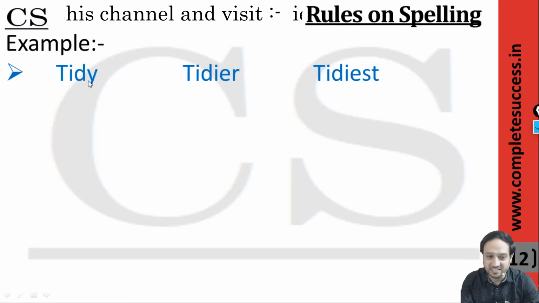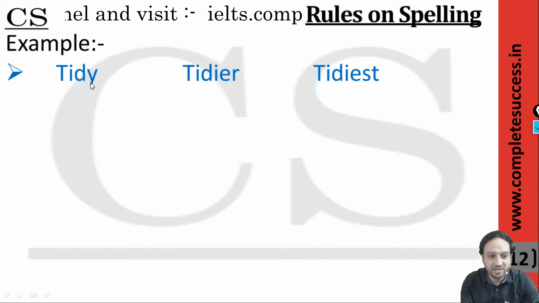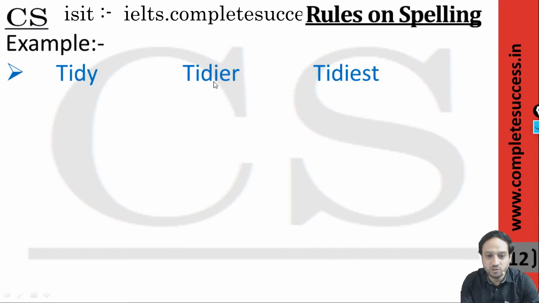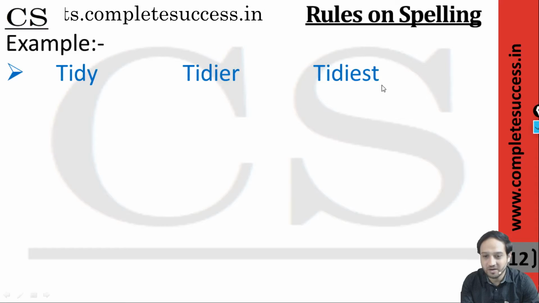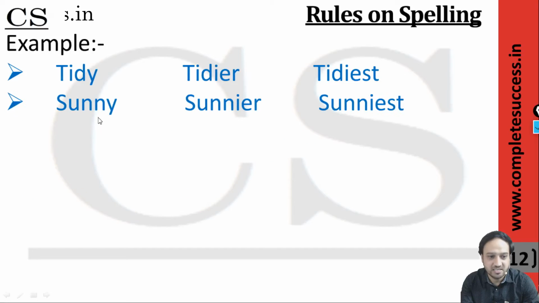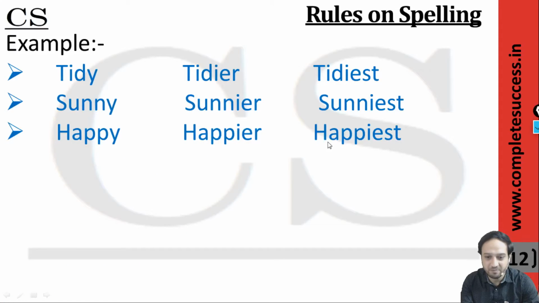So tidy. So we will convert y into I when we add er or est. So tidy, tidier, tidiest. Sunny, sunnier, sunniest. So we'll convert y into I. Happy, happier, happiest. Fly, flyer.